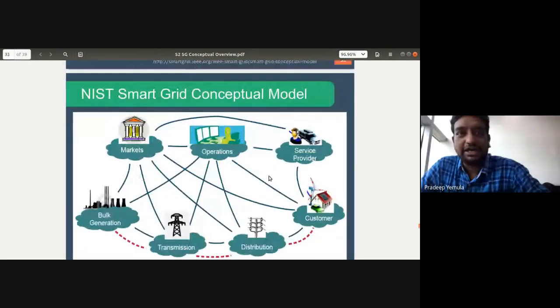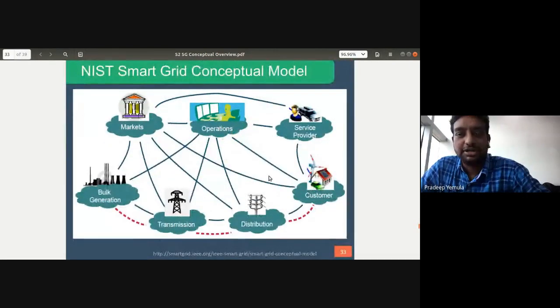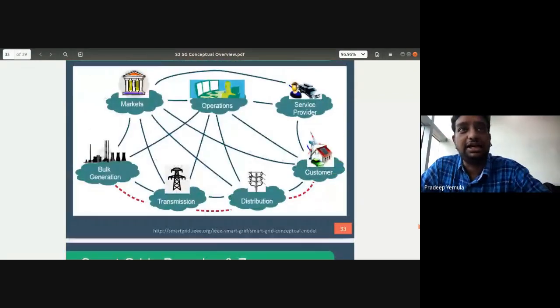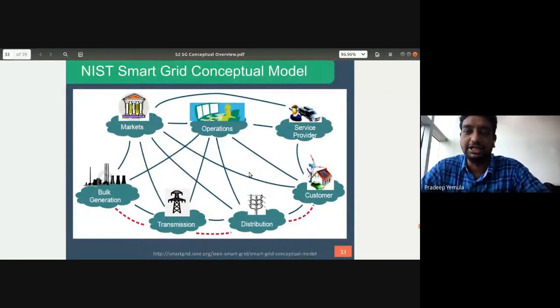So again, I go back to the NIST conceptual model. The purpose of this model is to show what domains there are, the traditional domains and the new domains, and what components are inside the domains. There are further topics, but I think I'll stop here for this lecture. In the other lectures, we will talk about some other topics.